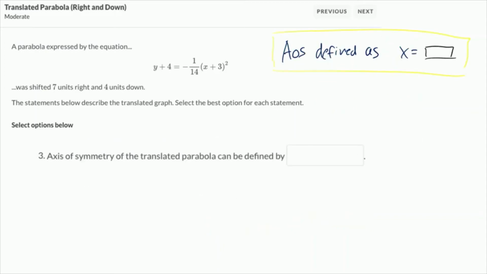3. The axis of symmetry of the translated parabola can be defined by blank. Now remember, the axis of symmetry is defined as x equals blank. Remember that our x for the focus and vertex was 4. So we can just fill in the blank as x equals 4.